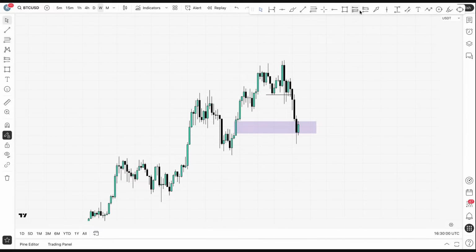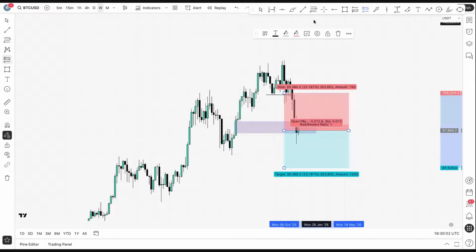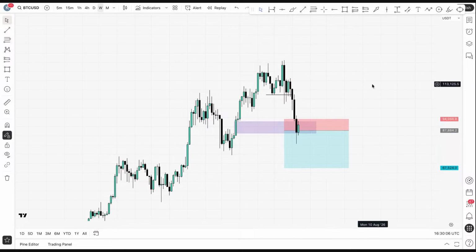So you cannot be selling from here. That is what I'm saying. You are not going to sell from here. Selling here is risky.